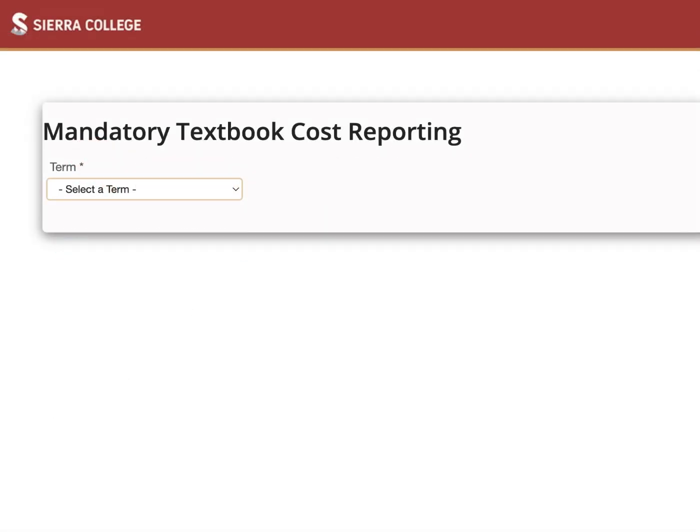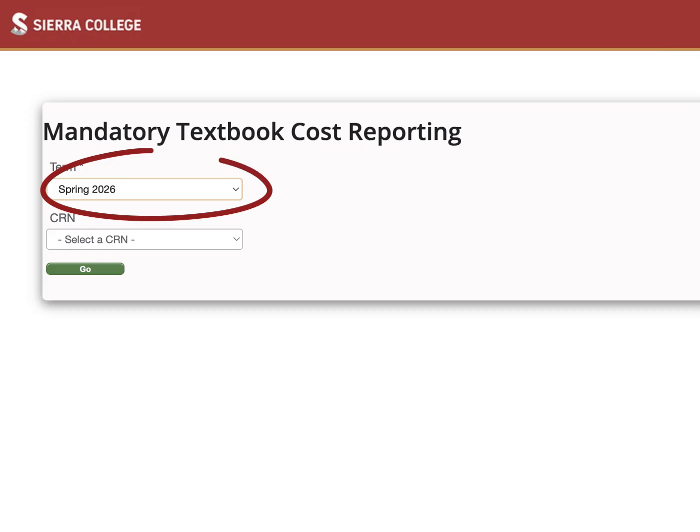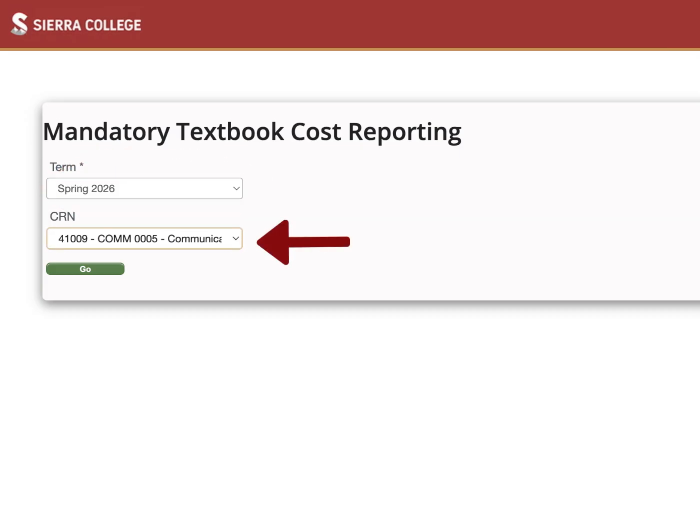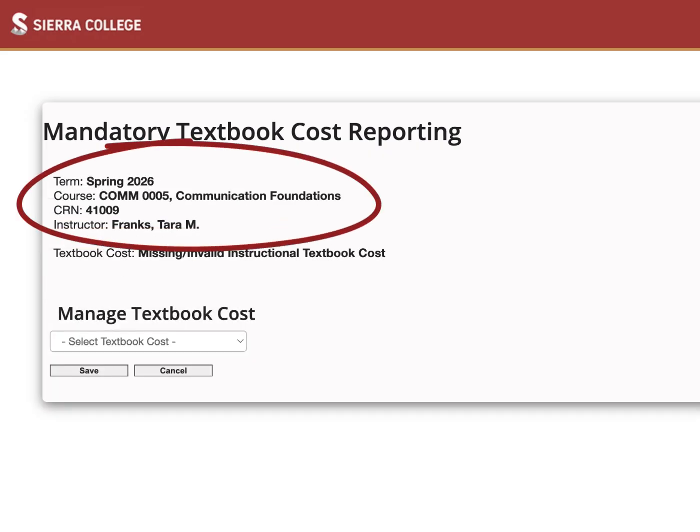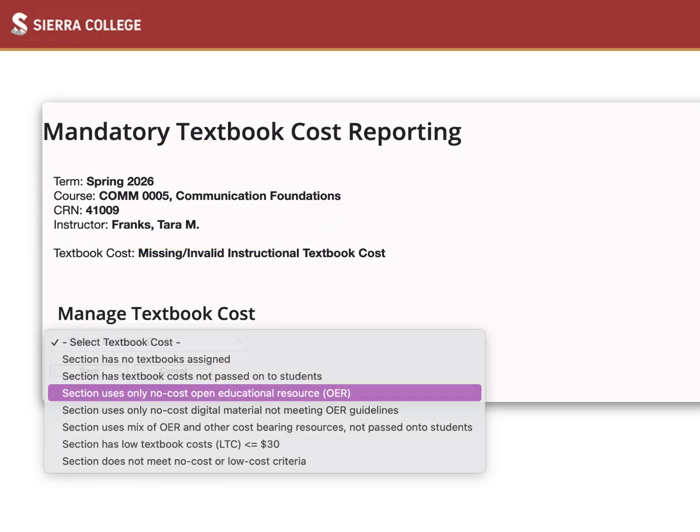Second, after clicking the link, you will be directed to the mandatory textbook cost reporting page, where you will be asked to select a term from the drop-down menu. Please select the term for the semester you would like to report. Third, select your course CRN from the drop-down menu. Once you do, you'll be taken to a new page that showcases the term, course, CRN, and instructor's name. From here, you will then select your textbook costs from the drop-down menu.